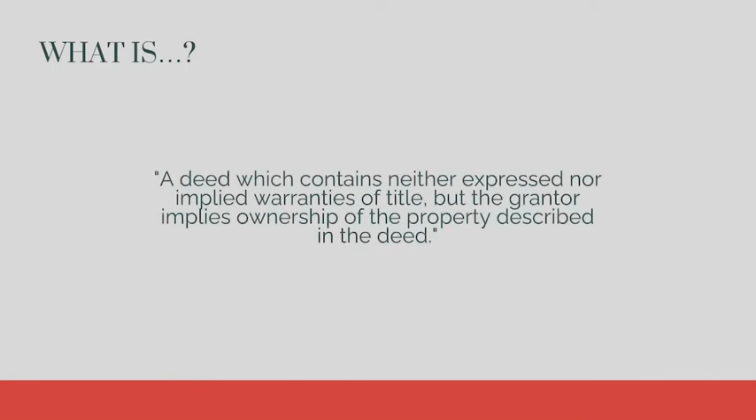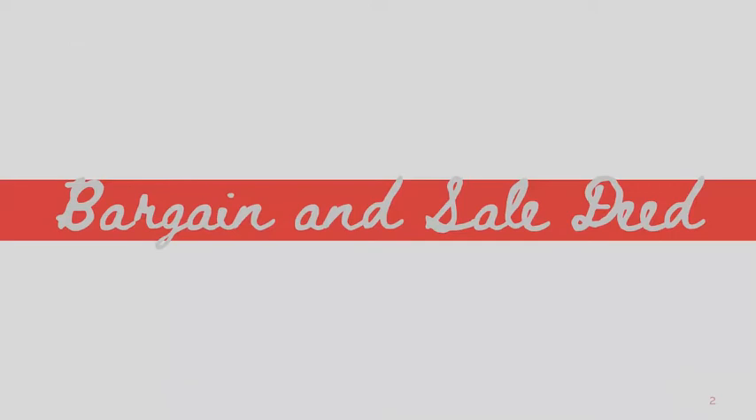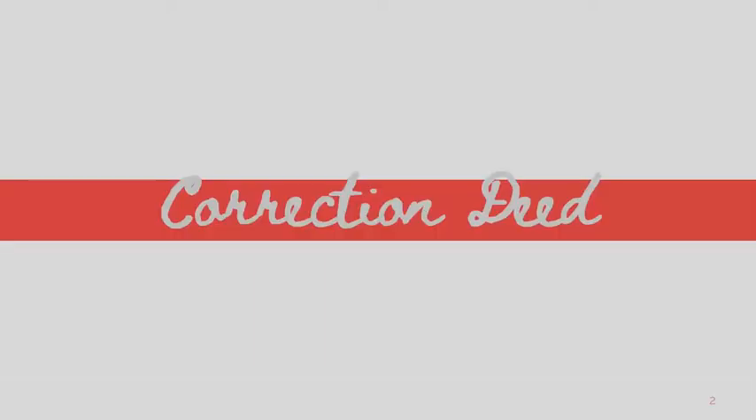A deed which contains neither expressed nor implied warranties of title, but the grantor implies ownership of the property described in the deed. Bargain and sale deed. A deed issued to correct a prior deed. Correction deed.